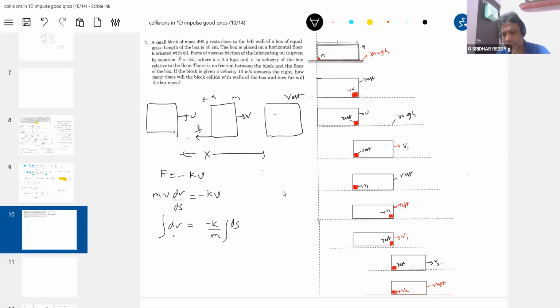Can we calculate the total distance moved by the box? This should be equal to initial velocity u, final velocity 0, it comes to rest, from 0 to L, or let it be S. So this should be 0 minus u equals minus k by m S, or S equal to mu by k. This is the total distance moved by the block. After this, how to calculate the number of collisions?